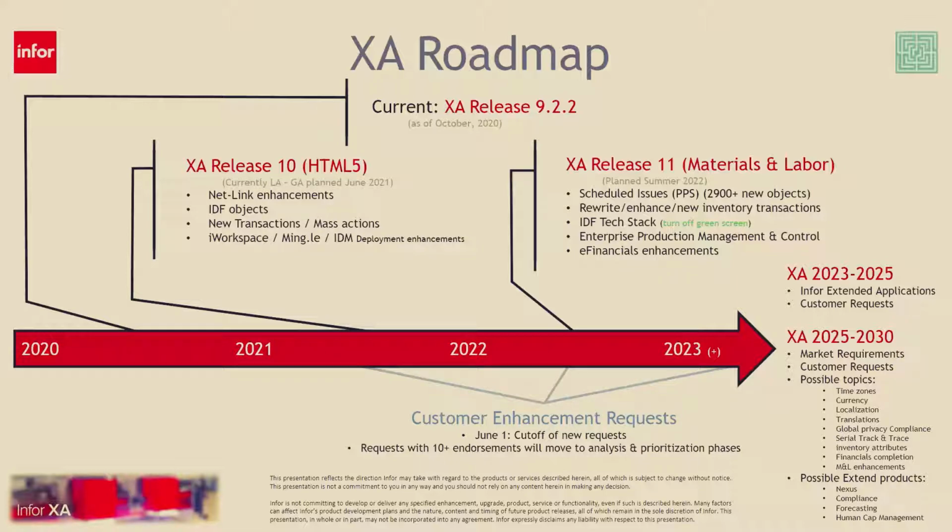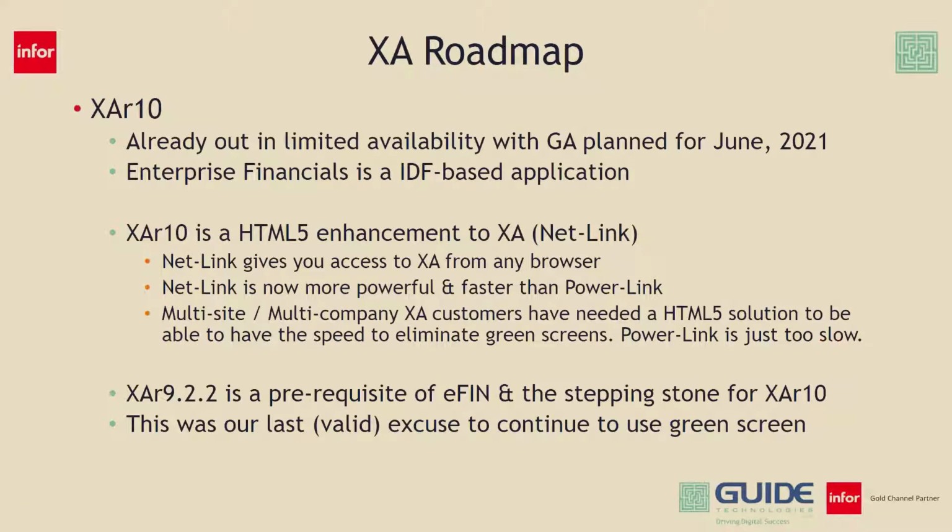So the important thing to know about that, though, is that's also going to be the beginning of the elimination of green screen. So as we're looking at this, XA10 already out. I got ahead of myself. It's an HTML5 release. It upgrades Netlink. 922 is a prereq of eFin. So if you're getting ready to do eFin and you're not on 922, that's really one of the first things that you want to take care of. And then that puts you in a position to go to Release 10.